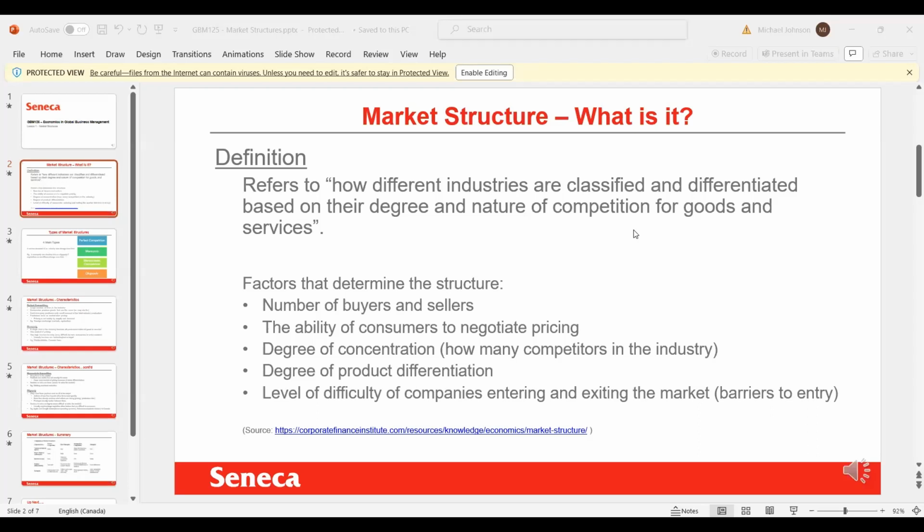Market structure refers to how different industries are classified and differentiated based on their degree and nature of competition for goods and services. So factors that determine the structure are the number of buyers and sellers, the ability of consumers to negotiate pricing, degree of concentration, so how many competitors are in the industry, degree of product differentiation, and level of companies entering and exiting the market, barriers to entry.